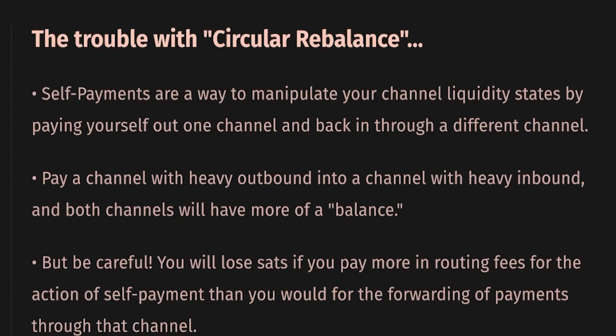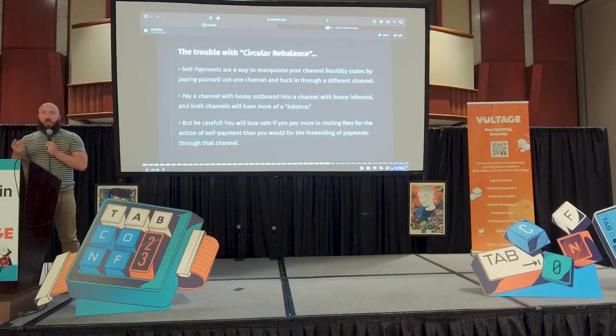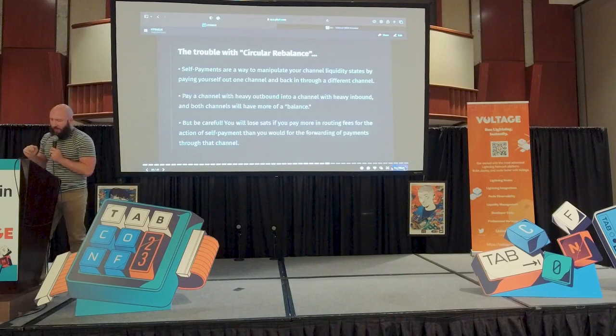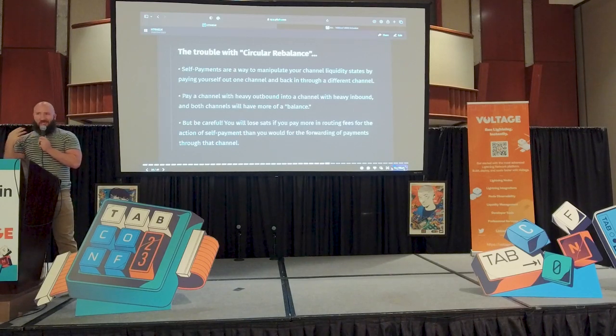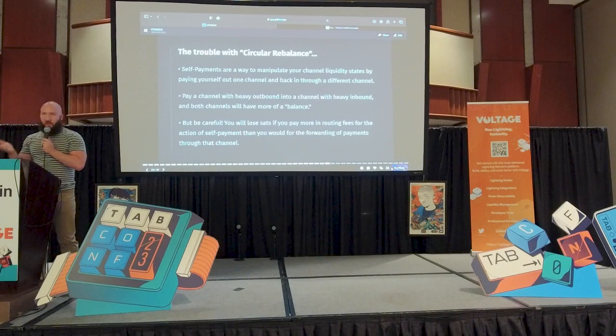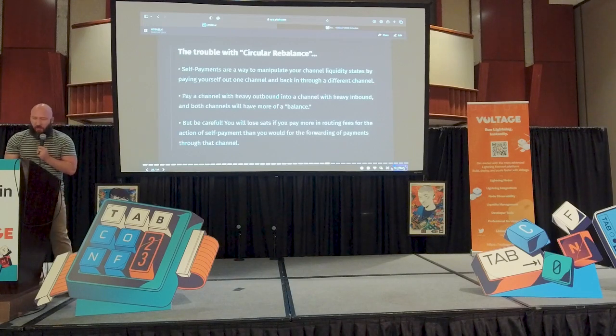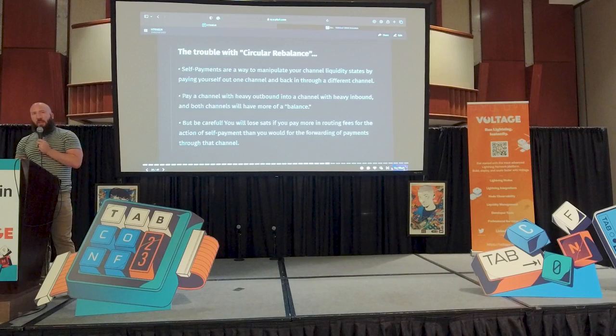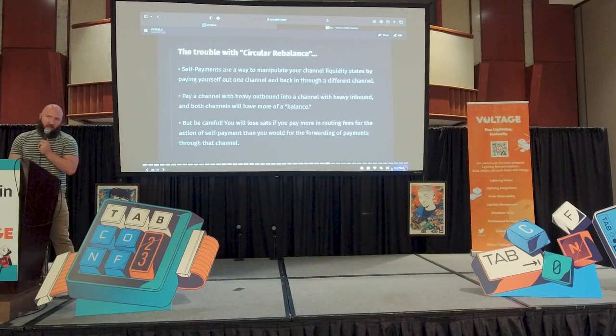To put that into context, let's talk about a very simple example. You have two channels, one really heavy outbound, one really heavy inbound, and you want to move some of that outbound into the other channel to balance them. So you create something called a self-payment, circular rebalance, call it whatever you want, but it's going to route through the network, so you're going to be paying routing fees before the payment gets back to you. So the big question is, is that a waste of money?